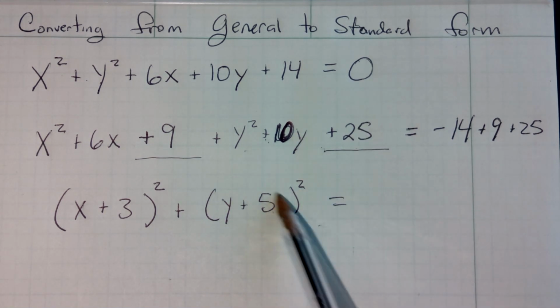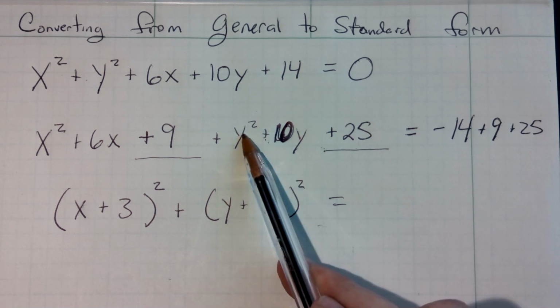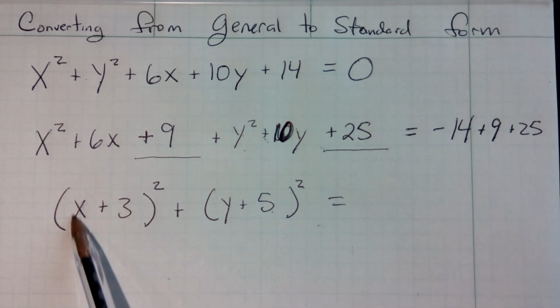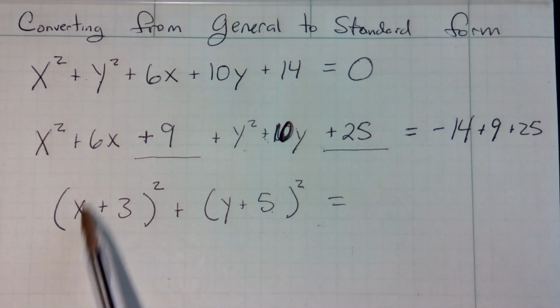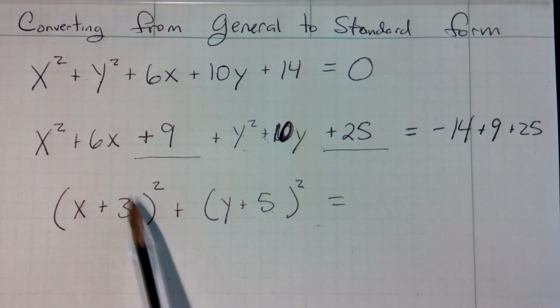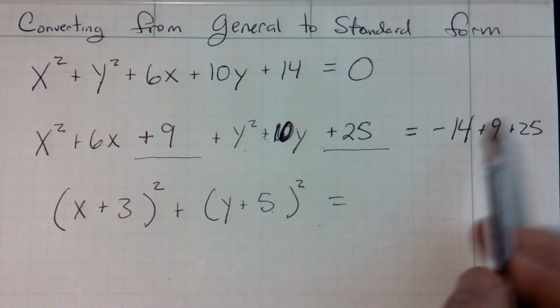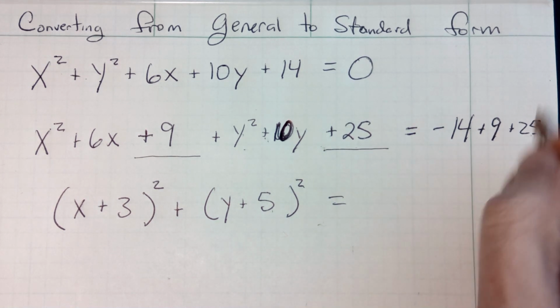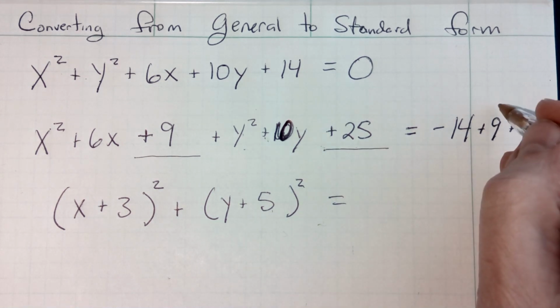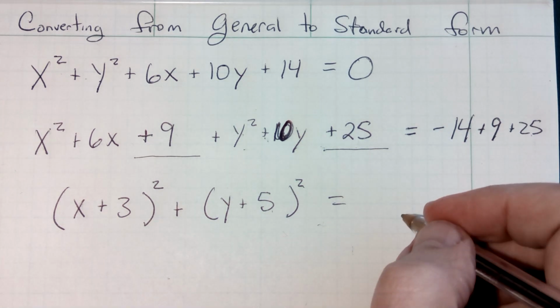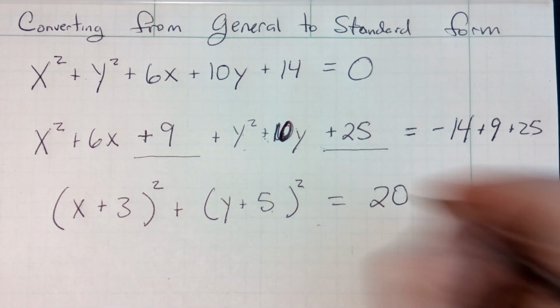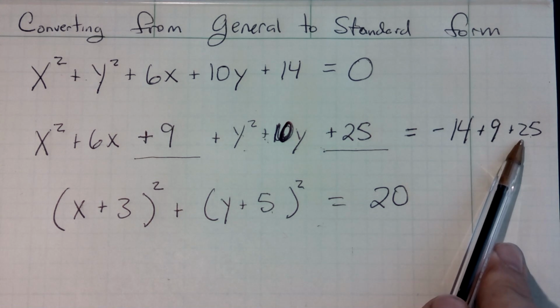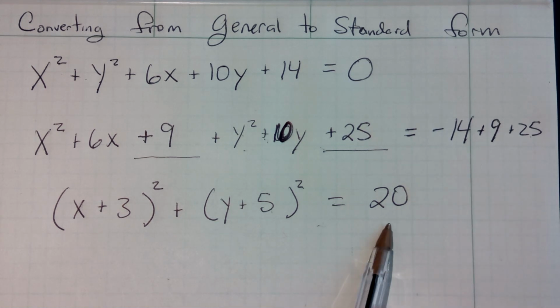The 10y comes from foiling. I have a 5y plus another 5y, and then the y times the y is the y squared. Same thing over here. X times x is x squared. X times 3 and 3 times x is 6x when you add them together, and 3 times 3 is 9. Add all these together. So what is that? 25 minus 14 is going to be 11, plus 9 is 20, if I did my math correctly there. Yep, 20.